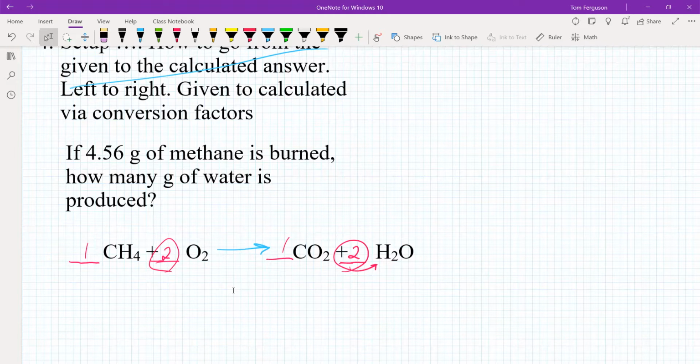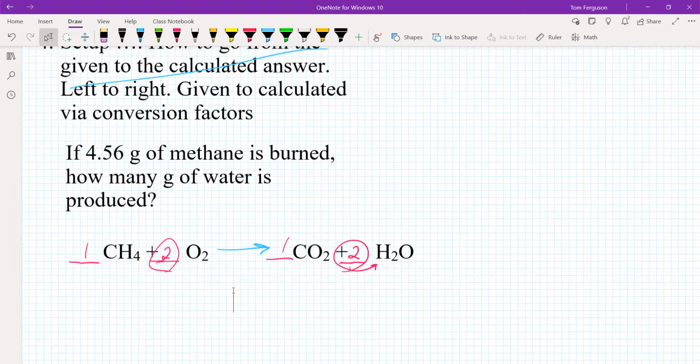All right. So we're going to take methane and we're going to burn it in an oxygen atmosphere, giving us water and carbon dioxide. Okay. What if I burn 4.56 grams of methane? How much water do we make? How many grams of water?